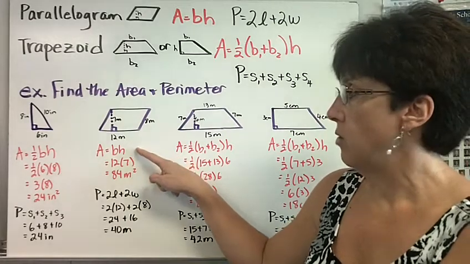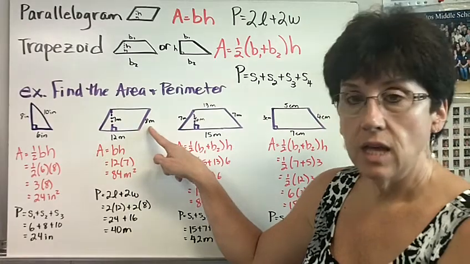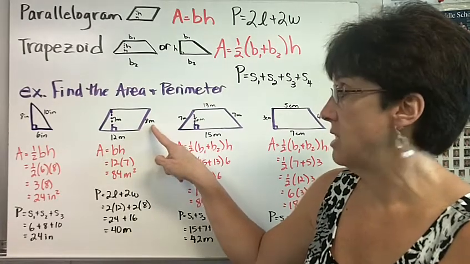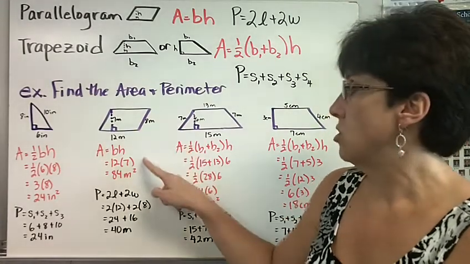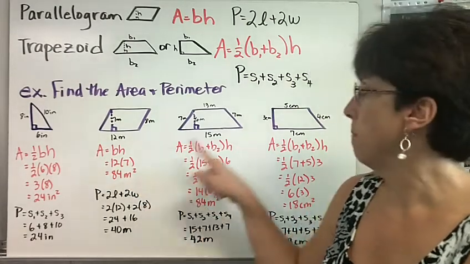Parallelogram formula, area equals base times height, 12 times 7, okay? The height is at a 90-degree angle. This 8 is not part of the height. So it's 12 times 7, which is 84 meters squared.